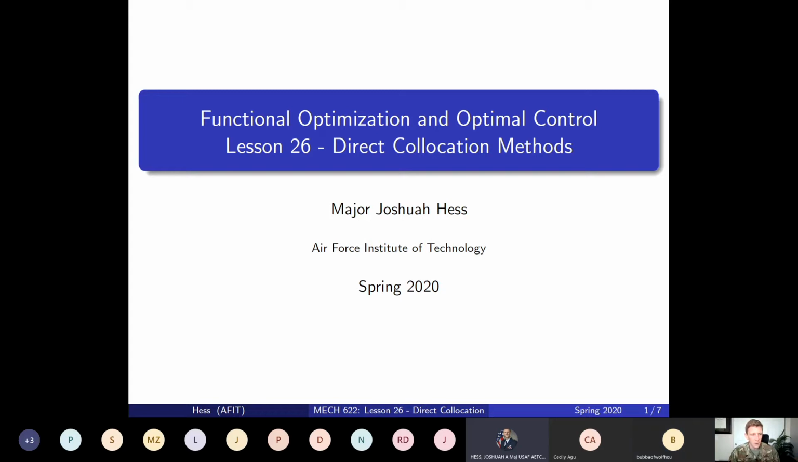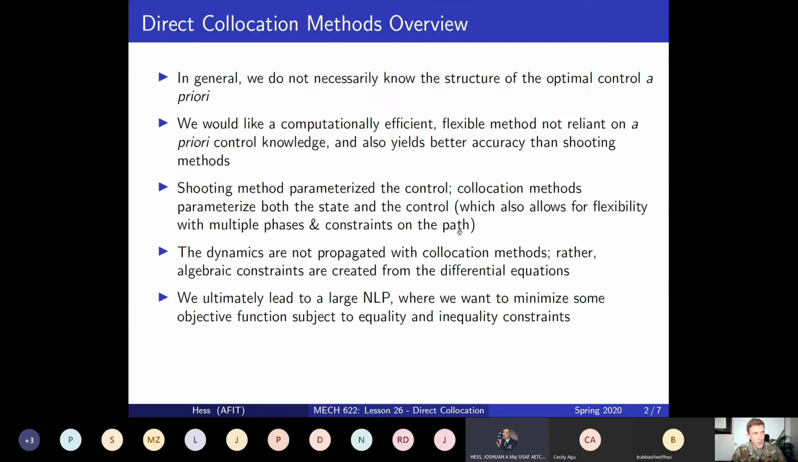Okay, so here we're not really going to integrate the dynamics. What we're going to do is approximate that integration and come up with a series of these things called defects. Okay, so in general, a priori, we don't necessarily know the structure of the optimal control problem that we're about to solve. So what does that bullet mean? Or what does that statement say? We don't necessarily know the structure of the problem.